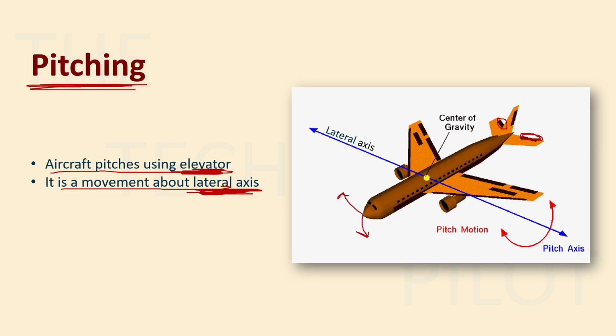So pitching is what? Up and down. But how is it happening in the lateral movement? You can just imagine it as passing a rod or a pencil or anything through the body of the aircraft, and then holding it from this point and from this point, and then try to rotate it, right? Then you'll see that the body started to what? Pitch, right? If you're holding it from here and here and then rotating it, there is a pitch movement, right? So the aircraft pitches using elevator, and the movement is about lateral axis. All right, so this is very important for your exam.